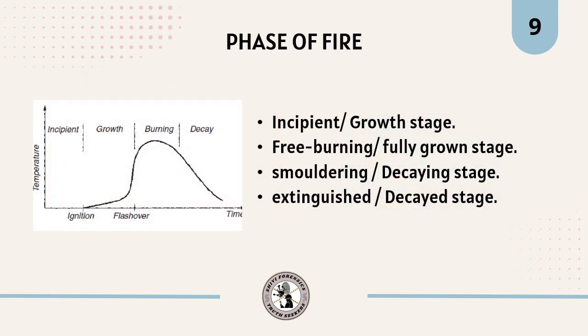Now, let's try to understand phases of fire. There are four main phases of fire, that is incipient phase, free burning phase, smothering phase, and extinguishing phase. Incipient phase, which is the growth phase. Free burning phase is a phase where a fire is fully developed. Smothering is the phase where oxygen is cut off from the fire, preventing it from sustaining itself. Then the extinguishing stage, where the fire decays.